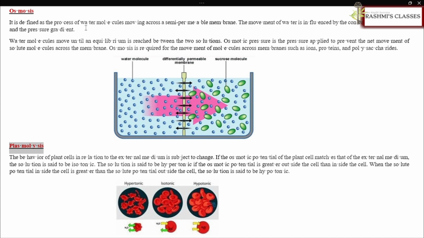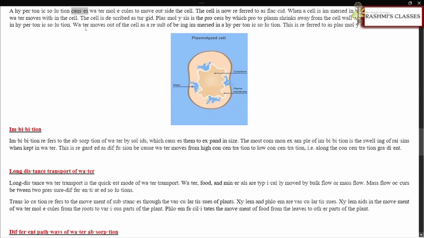Plasmolysis. The behavior of plant cells in relation to the external medium is subject to change. If the osmotic potential of the plant cell matches that of the external medium, the solution is said to be isotonic. The solution is said to be hypertonic if the osmotic potential is greater outside the cell than inside the cell. When the solute potential inside the cell is greater than the solute potential outside the cell, the solution is said to be hypotonic. A hypertonic solution causes water molecules to move outside the cell.